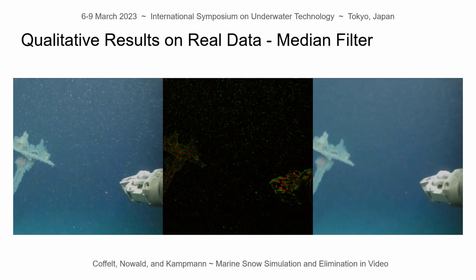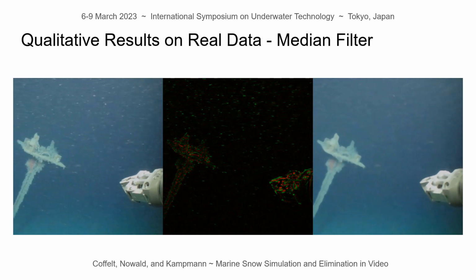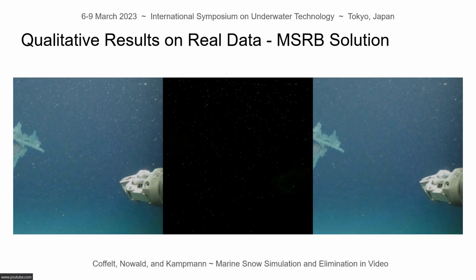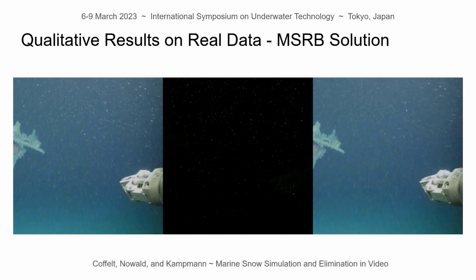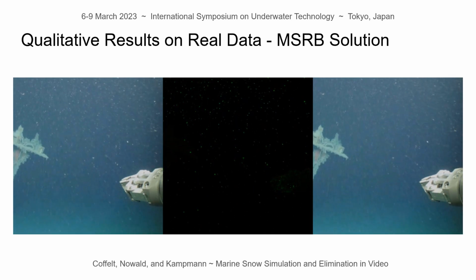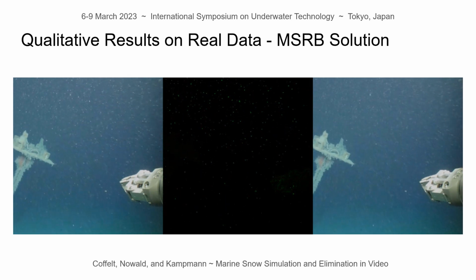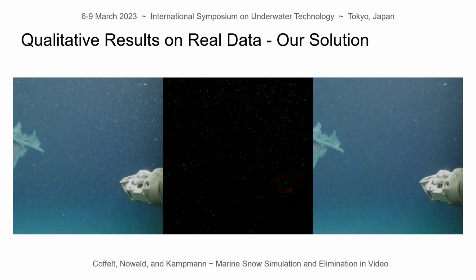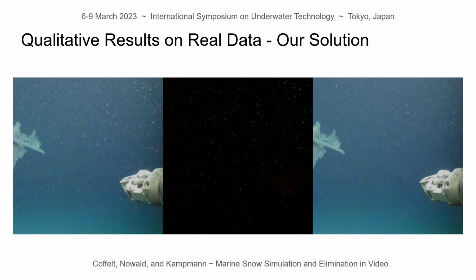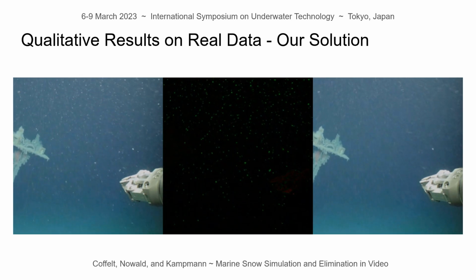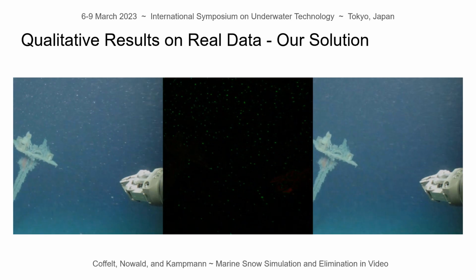So notice that the median filter removes a lot of marine snow, but it also blurs the entire image. The previous approach, using the MSRB dataset, preserves a lot of detail, but doesn't seem to remove very much marine snow. And our solution, based on our new dataset and extended video-based UNet, seems to remove much more marine snow while still preserving most of the detail in the original image.